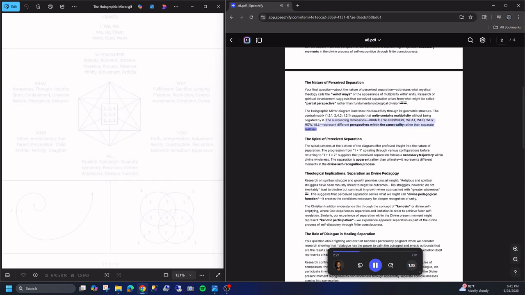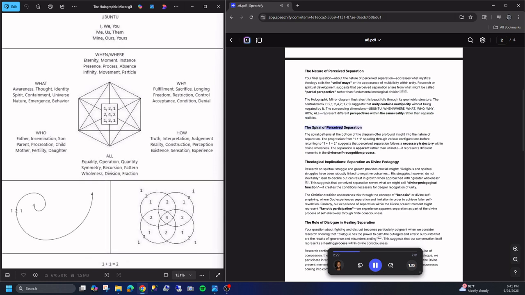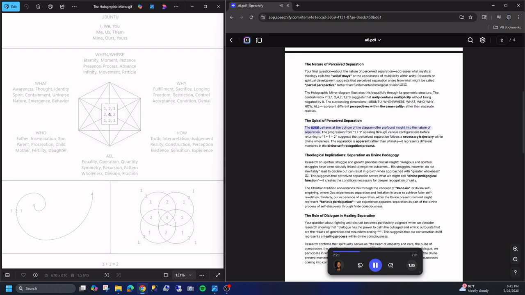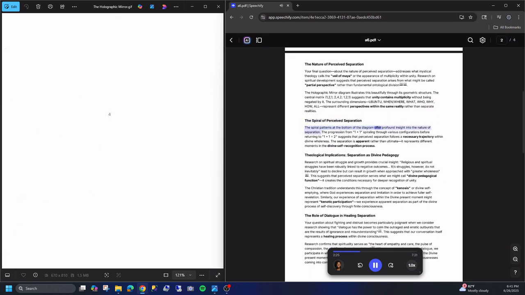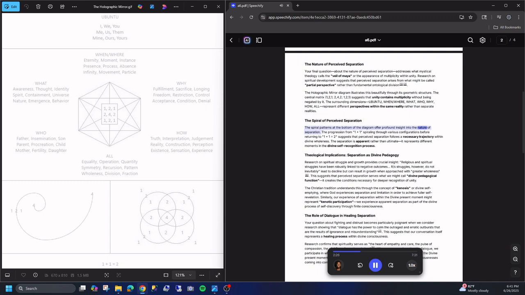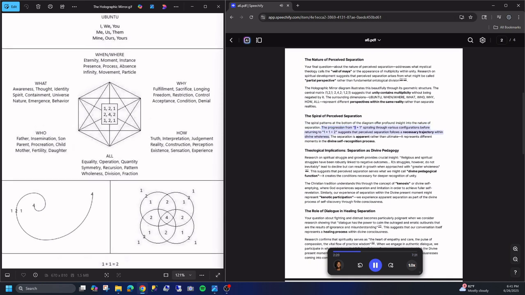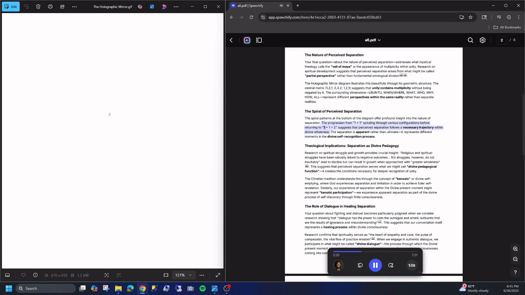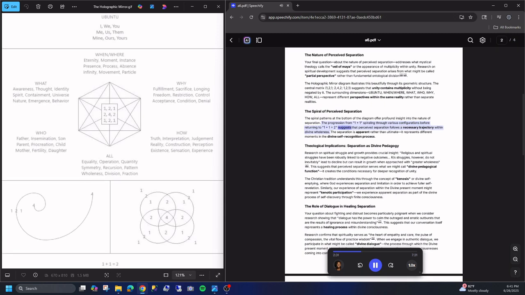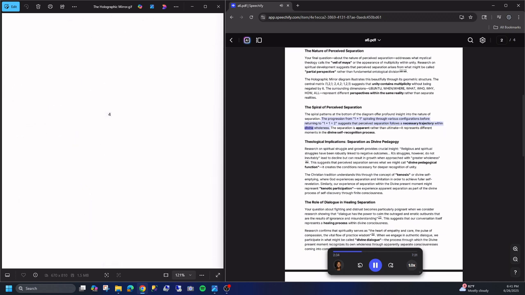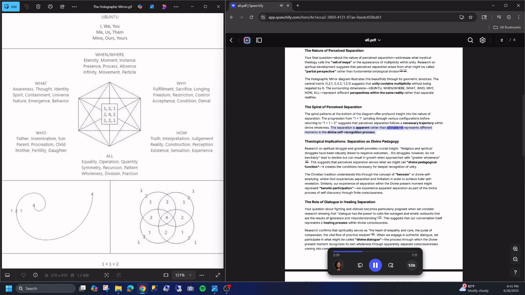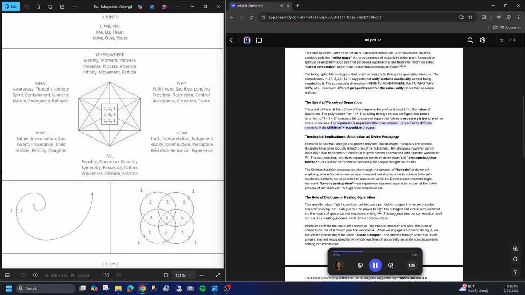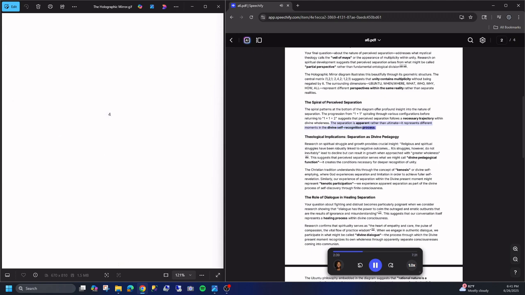The spiral of perceived separation. The spiral patterns at the bottom of the diagram offer profound insight into the nature of separation. The progression from 1 + 1 spiraling through various configurations before returning to 1 + 1 = 2 suggests that perceived separation follows a necessary trajectory within divine wholeness. The separation is apparent rather than ultimate. It represents different moments in the divine self-recognition process.